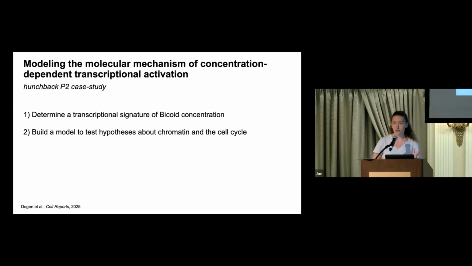I first sought to determine an informative output to model. So I found a transcriptional signature of Bicoid concentration. I then built a model to test hypotheses about how aspects of the genomic environment and early development, such as chromatin and the cell cycle, influence concentration sensitivity.